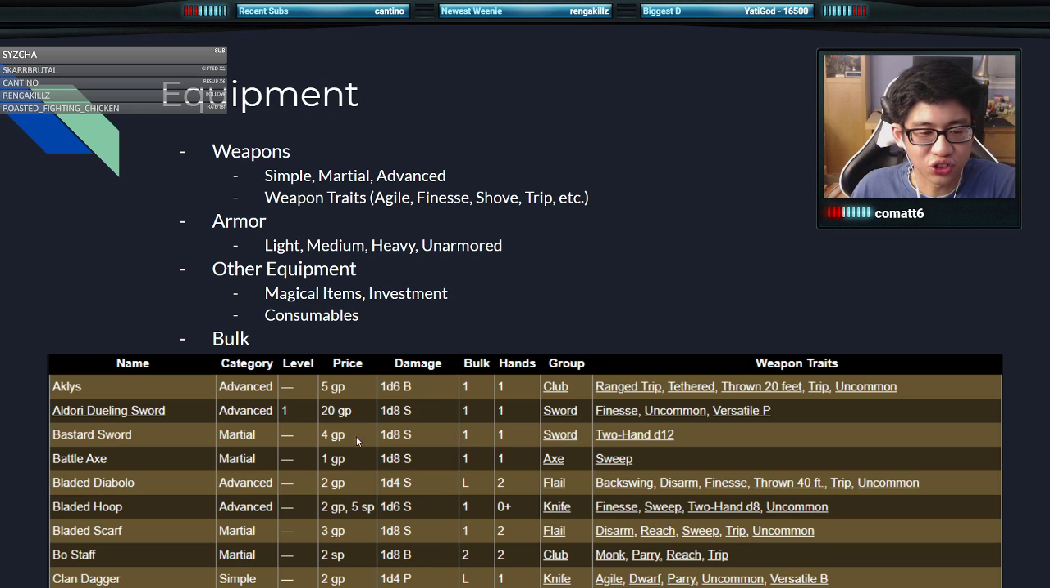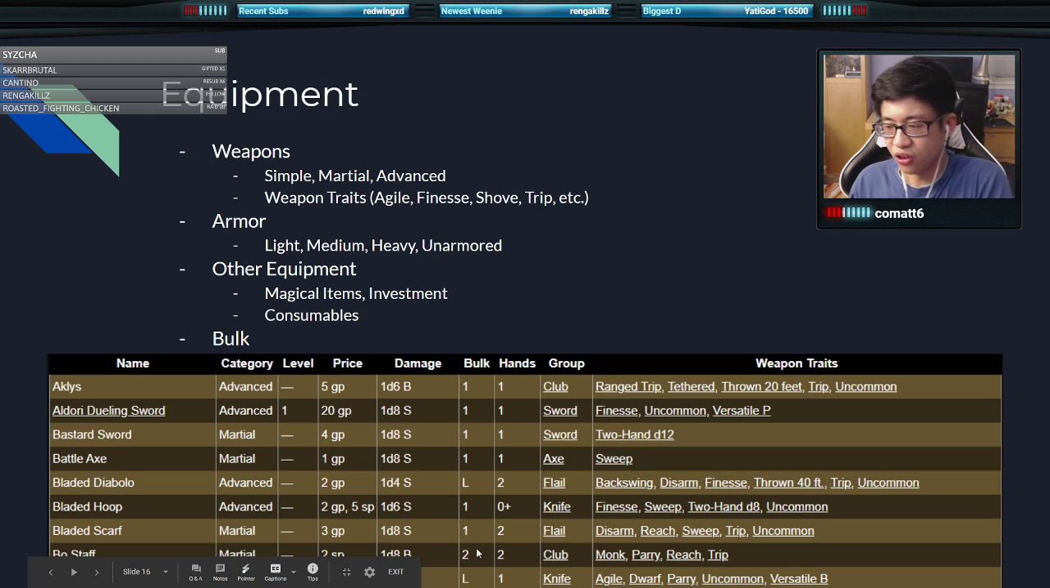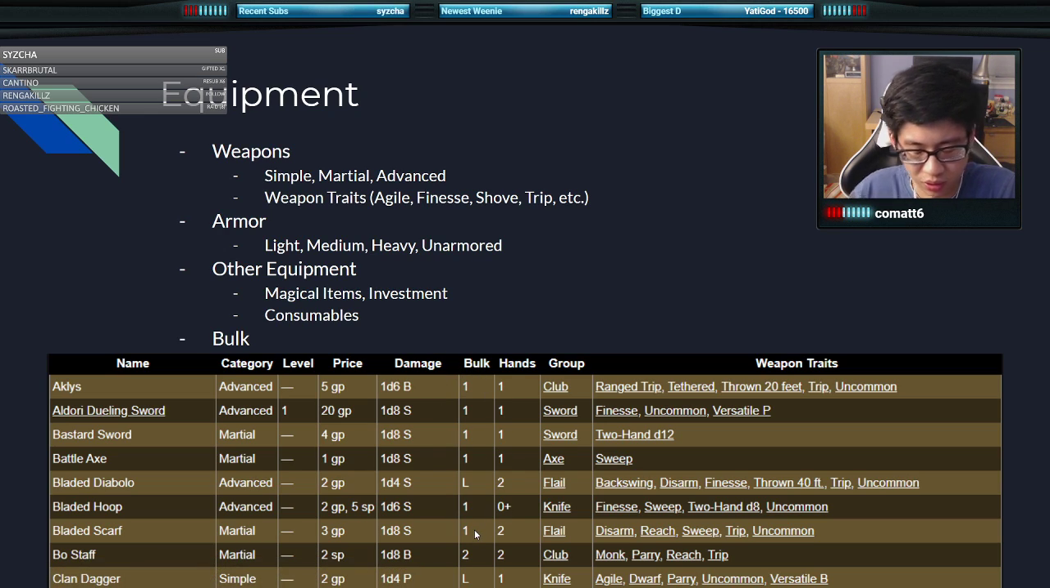Each weapon has a certain cost. They do a certain amount of damage. They have a certain amount of bulk. For instance, daggers are light. Bo staves carry 2 because they're long and unwieldy. And then most weapons will have a bulk of 1. I believe most two-handed weapons could have 2 bulk. But even as we see here, the bladed diabolo and bladed scarf are less than 2 bulk, even though they take 2 hands.